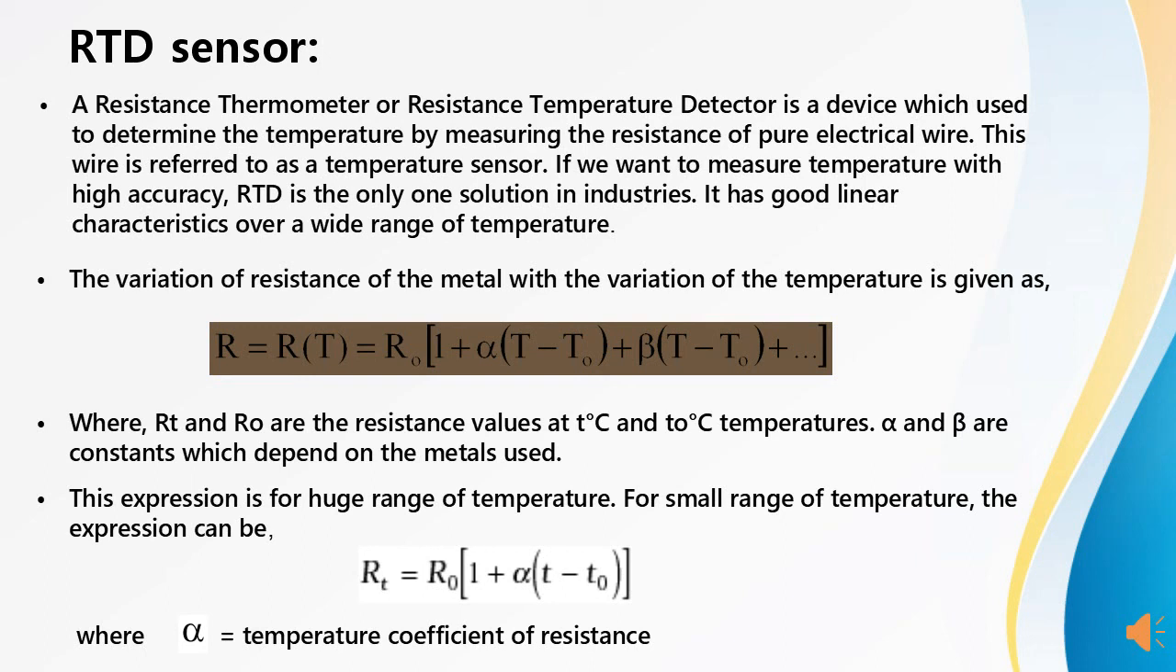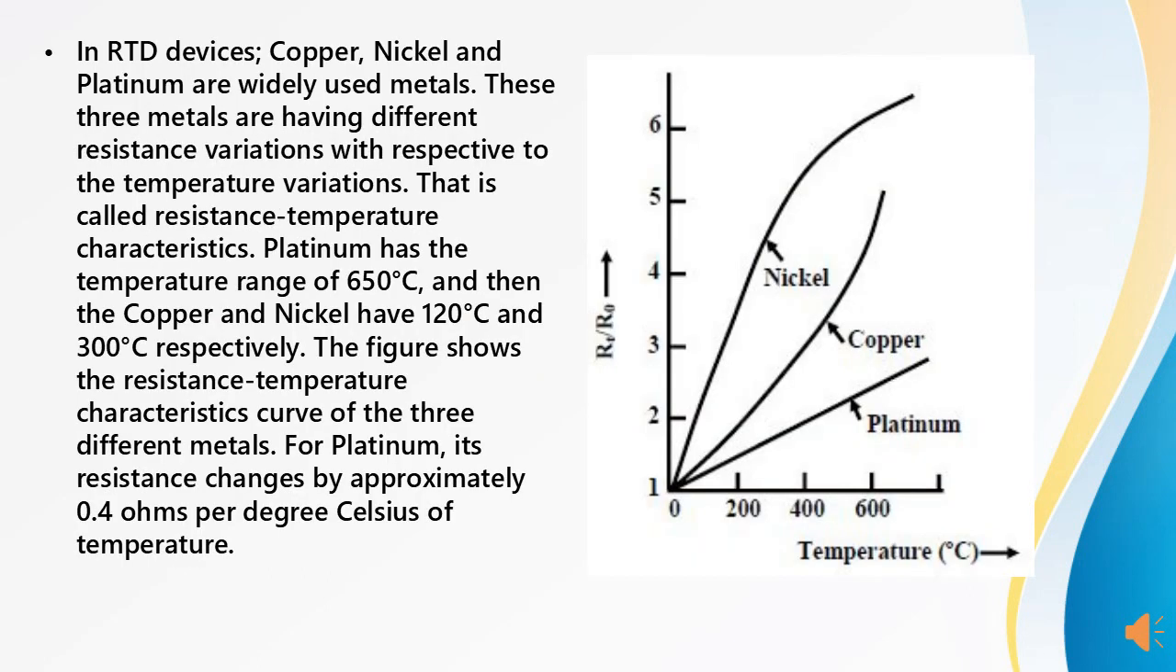This expression is for a huge range of temperature. Now for a small range of temperature, the expression can be R(T) = R0 (1 + alpha (T - T0)), where alpha is the temperature coefficient of resistance. In RTD devices, copper, nickel and platinum are widely used metals. These three metals have different resistance variations with respect to the temperature variations.